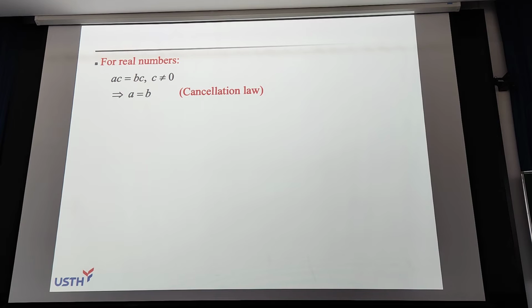We are going to consider similar things for matrices now. For matrices, suppose that we have A multiplied by C equal B multiplied by C, and even suppose that C is not the zero matrix, in general we cannot imply that A equals B. That is, in that case we don't have a cancellation law.